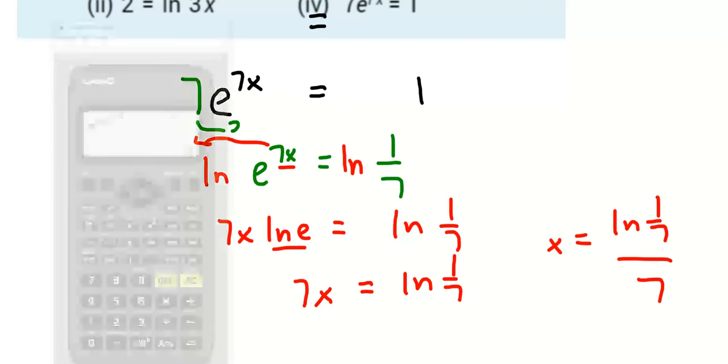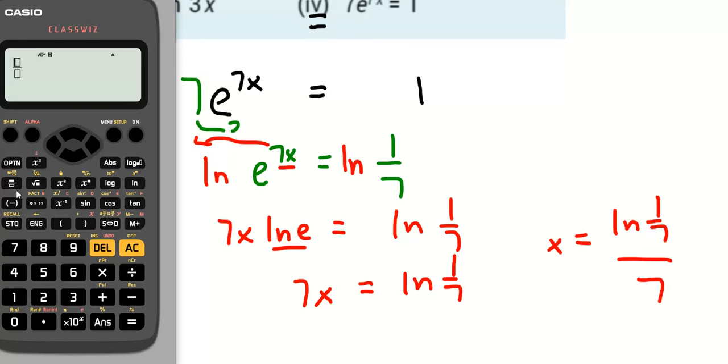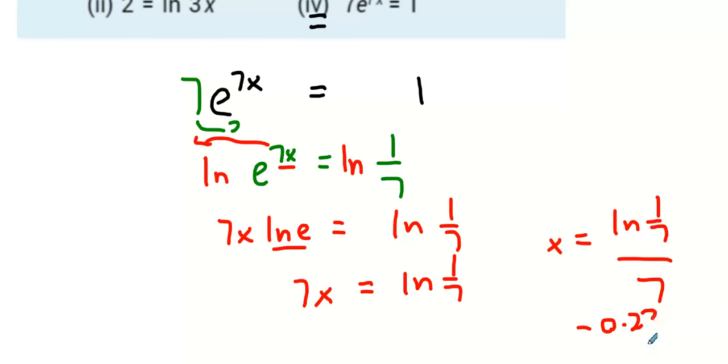To throw it into the calculator, press the fraction button to begin. Press ln. Then open up another fraction and do 1/7. And then underneath, you're going to go for 7 on the bottom. Minus 0.28. All right, I'll do one more of these for the day.